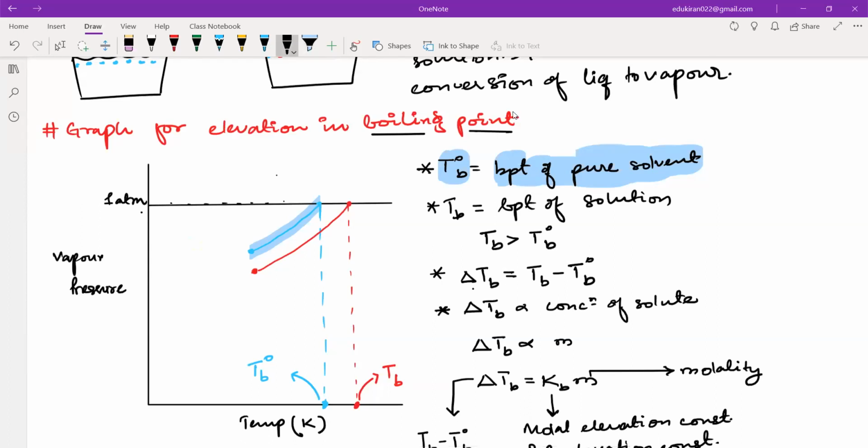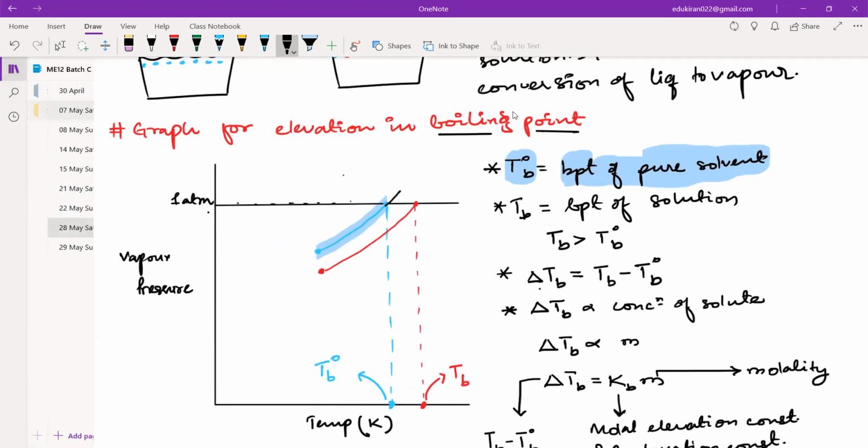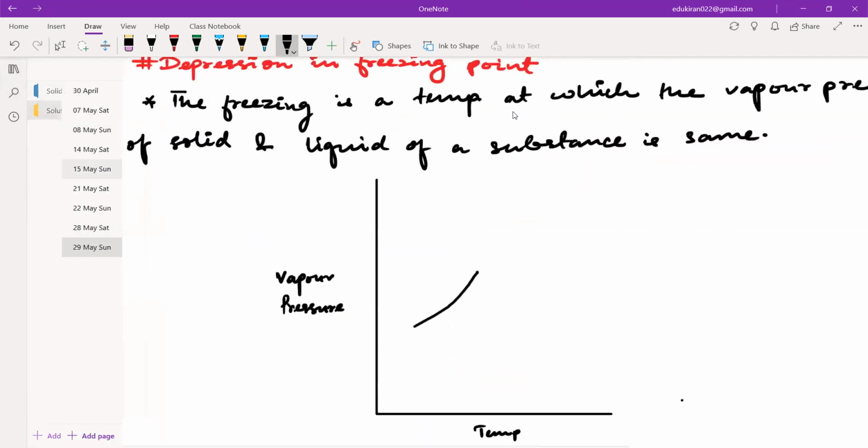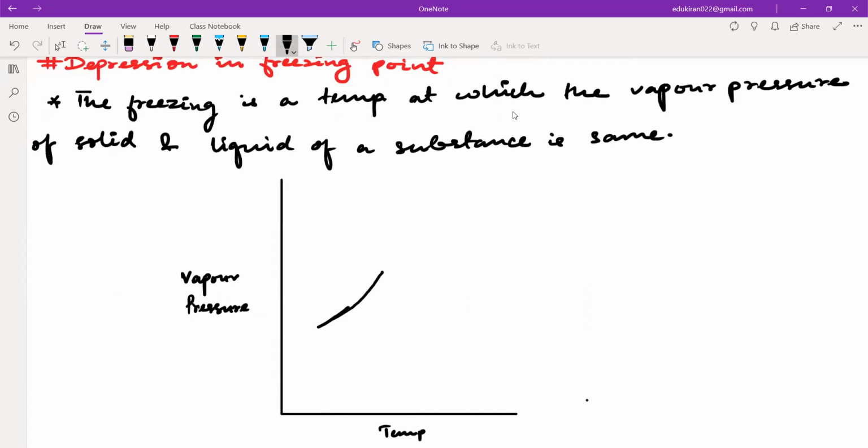If we had gone above this, then it would have become vapor, yes or no? Yes, sir. It would have been vapor, right? Now similarly here, all these points here are where the substance is in solid state. The substance is in solid state.